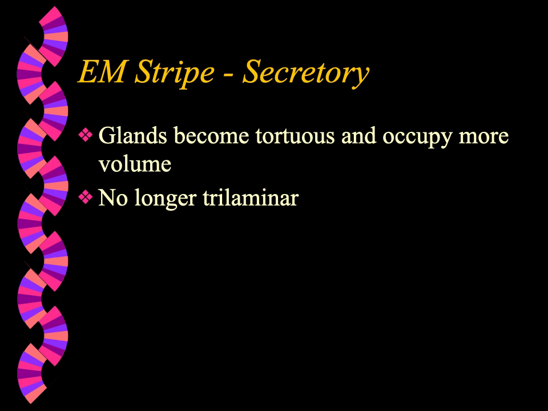During the secretory phase, we lose the trilaminar view. It becomes much thicker, and the glands become much more tortuous and occupy more volume. So we see up to 2 centimeter thickness, which is totally normal in the secretory phase. And again, we lose that trilaminar view.